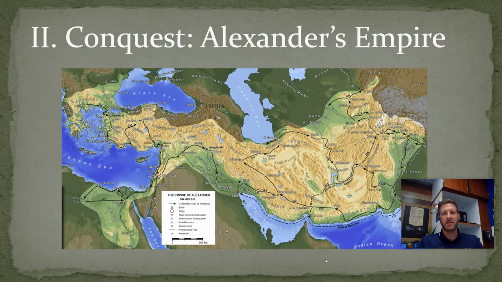And his expansion takes him all the way to the borders of India, there at the Indus River on the right, where he finally ceases his expansion and returns to Babylon, which he's going to make the capital of his new empire.